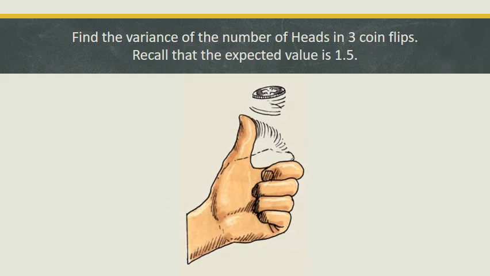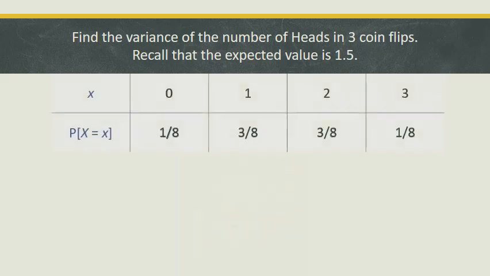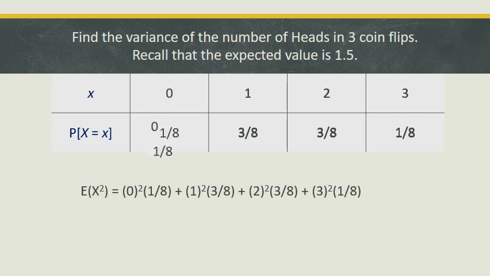Let's use the shortcut formula to find the variance of 3 coin flips. We already found the expected value earlier, and it was equal to 1.5. Let's find the expected value of x squared. Here is the calculation. And it all adds up to 3. Next, we take this result and subtract the square of the mean, or 1.5. And that gives us our variance equal to 0.75. That's a lot easier than plowing through the other variance formula.